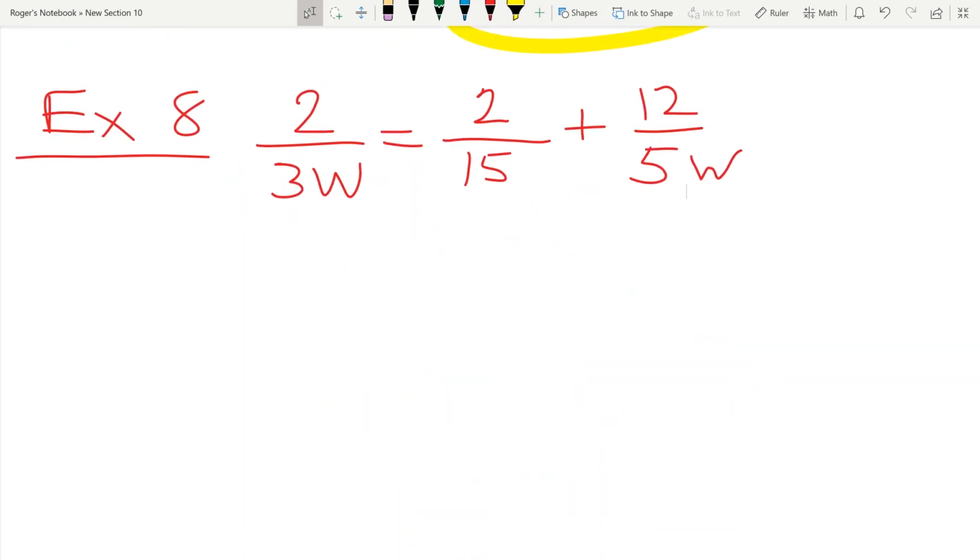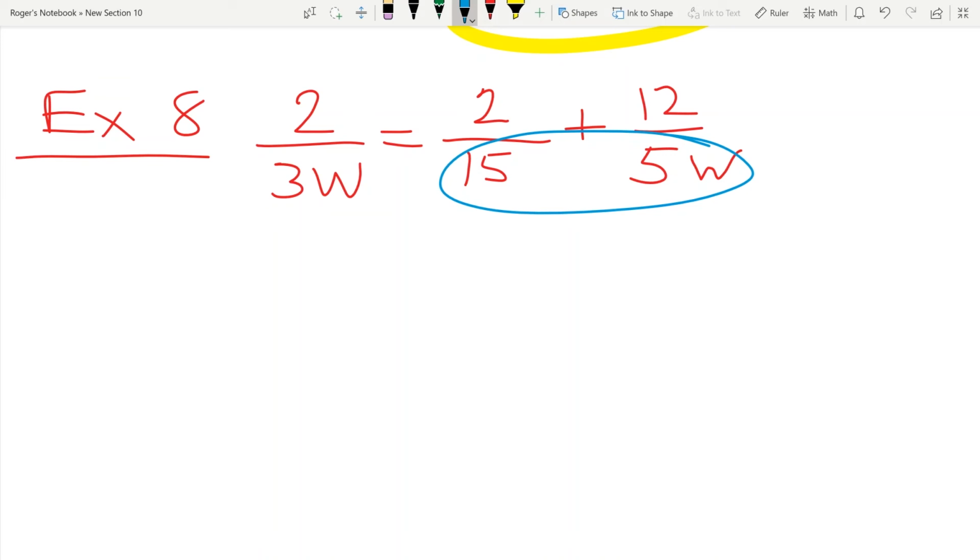Example number 8, look at this. 2 over 3w equals 2/15 plus 12 over 5w. Aha, well, you know what, guys? There's more than one way you can go on this problem. We could, for example, if we wanted to, we could try to get a common denominator right here between 15 and 5w. Okay, we could try to get a common denominator so we get one fraction on the right. If we got a common denominator, we could bring that together into one fraction. And then we would have two fractions being equal. We'd have 2 over 3w equals some other fraction here on the right.